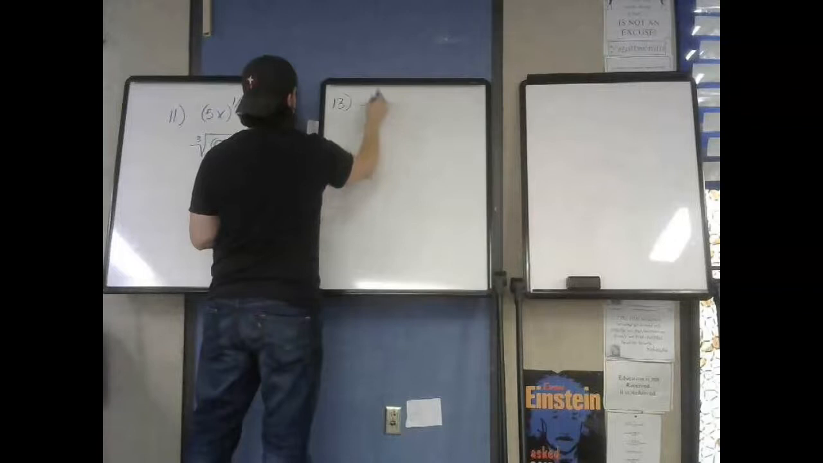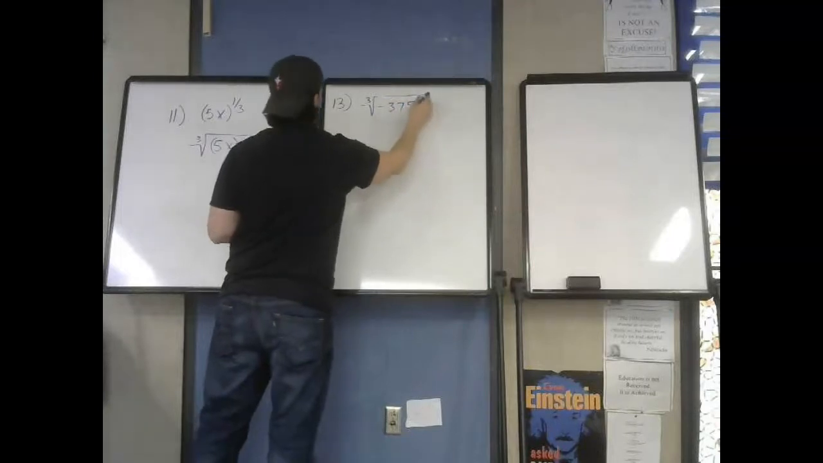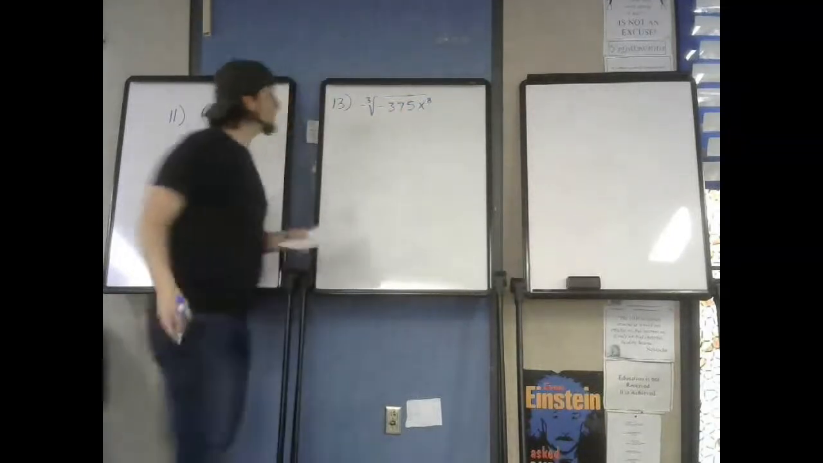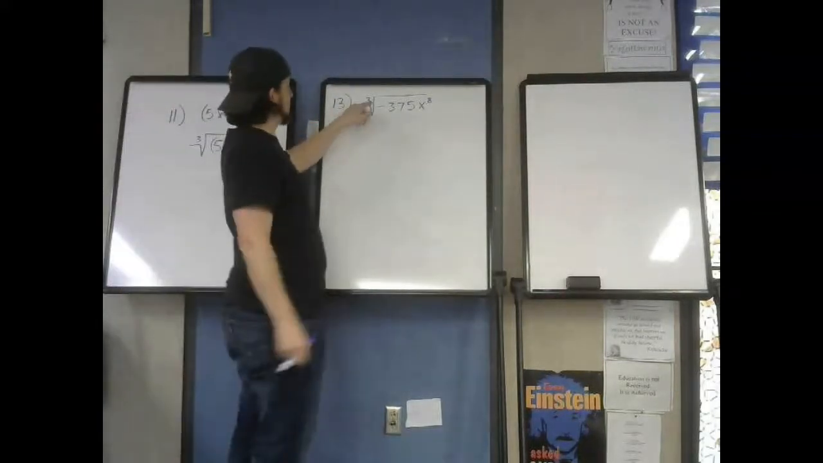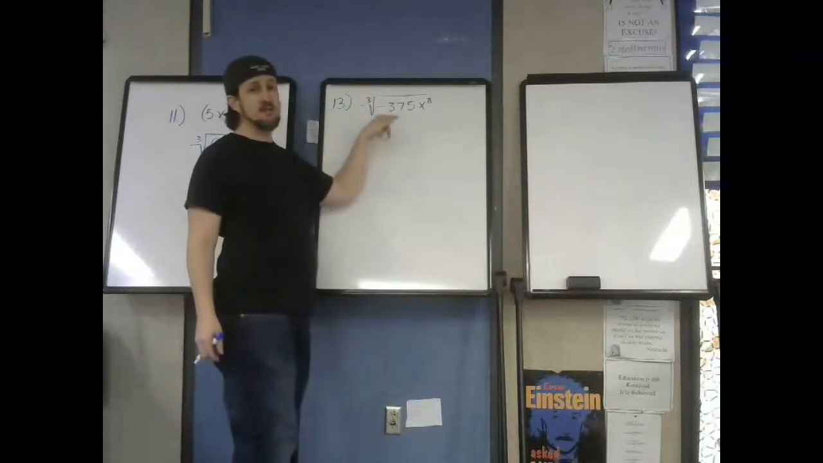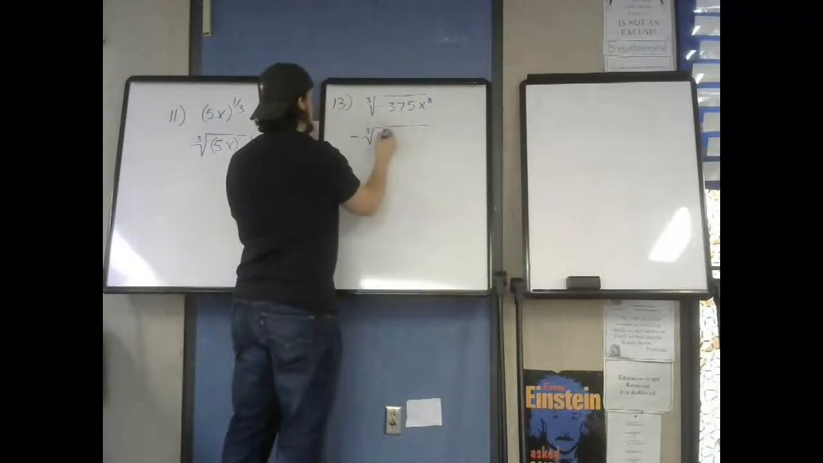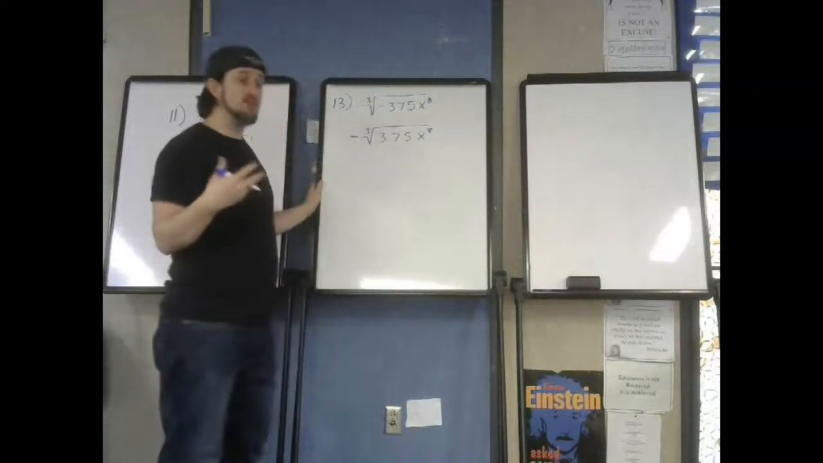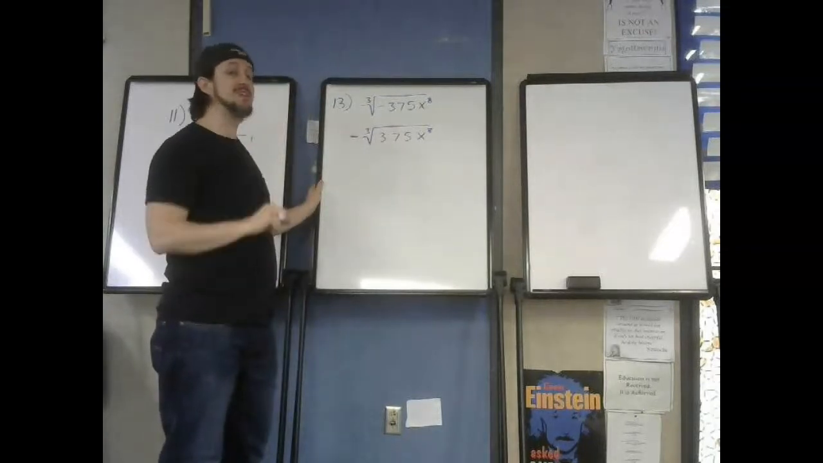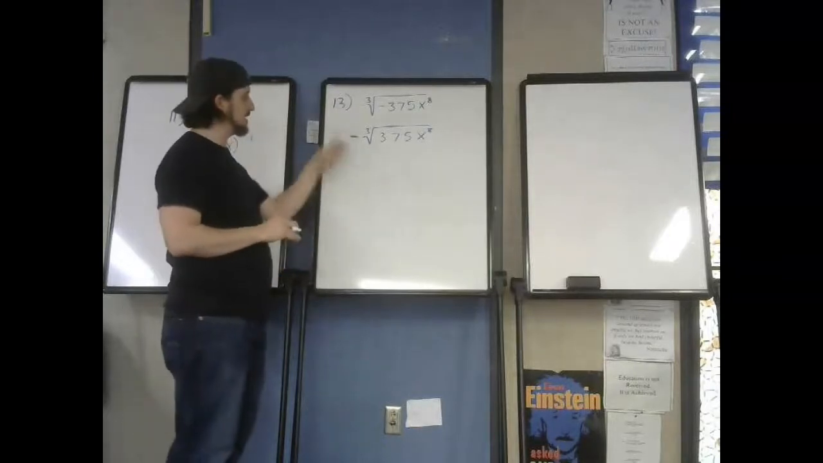is the cube root of negative 375 x to the 8th power. Okay, so first of all, when you're doing cube roots and you have a negative inside, what you do is you just take the negative out, okay? Now, if it's a square root, you don't take the negative out. What you do is you replace it with an i. It's an imaginary number. But with cube roots, you don't get i's. You just get a negative on the outside.